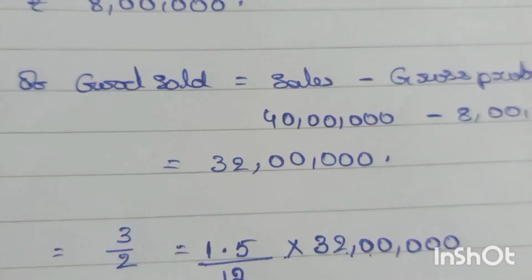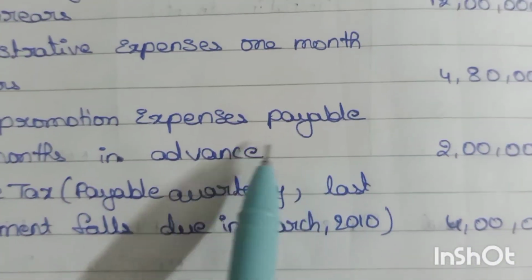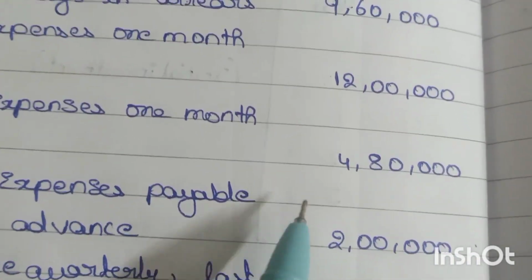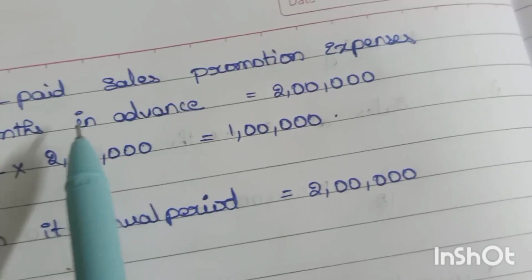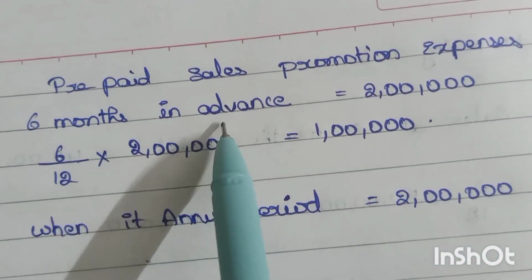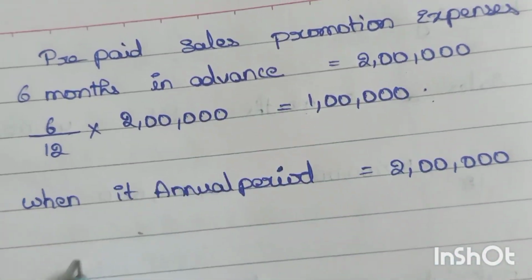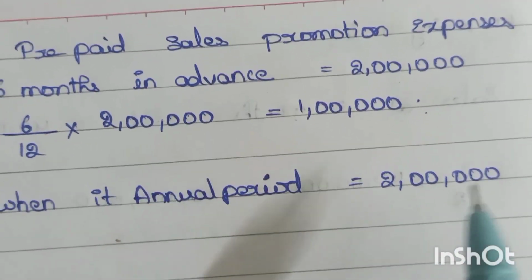Next, let us see the prepaid sales promotion expenses. The prepaid sales promotion expenses for 6 months in advance is 2 lakhs. If you calculate it for 6 months, 6 by 12 into 2 lakhs, that is 1 lakh. But for the annual period it is 2 lakhs. We have to take the 2 lakhs directly in the current asset sum.